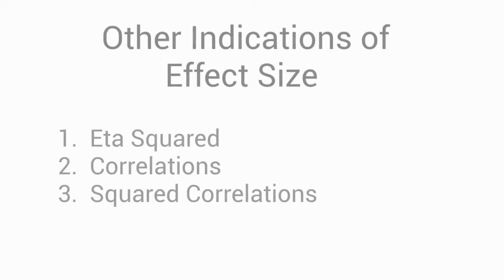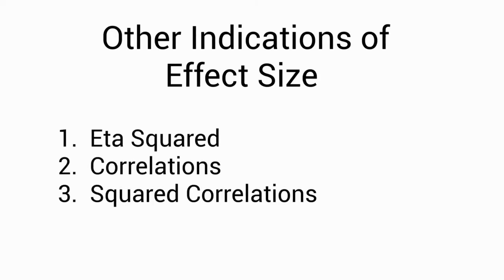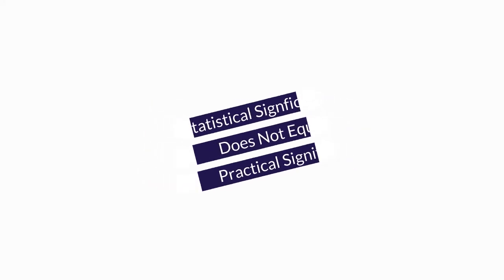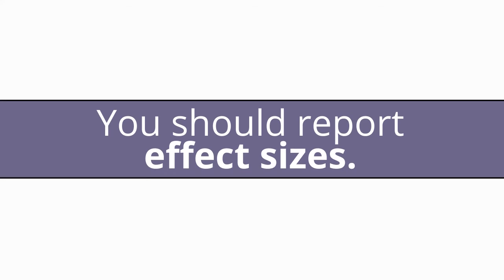This example used Cohen's d, but there are other ways to calculate effect size. Eta squared in ANOVA is a form of effect size. Correlations and squared correlations also represent the magnitude of what our hypotheses can explain. The value of a correlation can be directly interpreted in terms of strength and direction of a relationship. Remember, statistical significance does not always mean practical significance. Effect sizes should be reported and interpreted to get a better picture of what our data actually means.